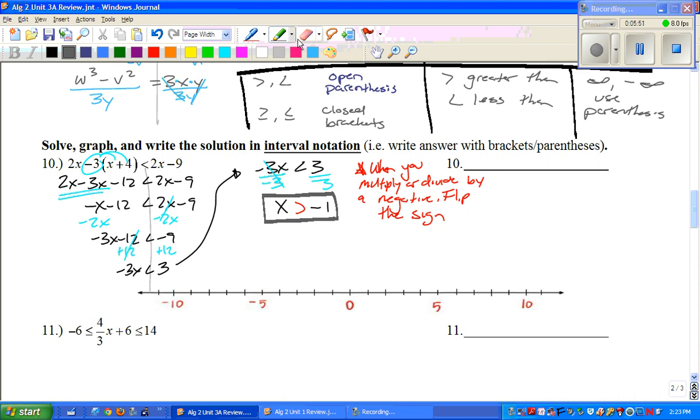So now we go and graph. So at -1, we're open, and it's greater than, so we shade to the right. Interval notation is -1, and we go to positive infinity, and since it's open and infinity, we use parentheses on both of those. And that's it.